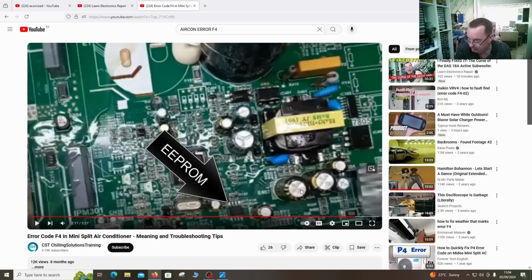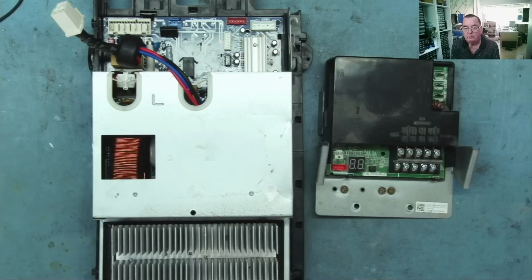I saw another video, I'm just struggling to find it at the moment, which actually gave about 10 other possible reasons for this fault, not just this EEPROM. So let's have a look at ours. Let's see if we can get anywhere with this, okay? To be fair, that second video did give us some idea, so that's probably where we should start.